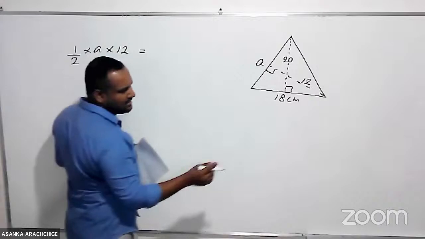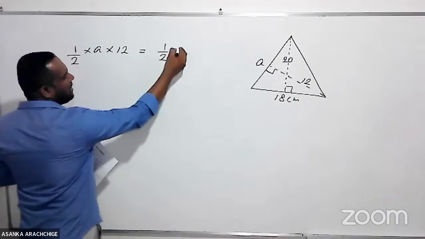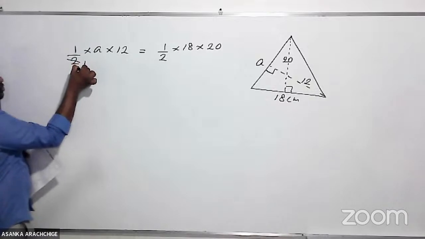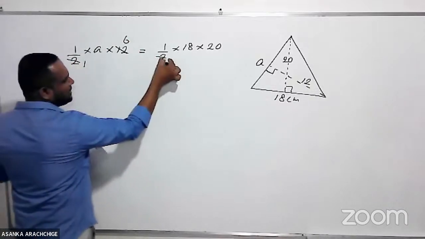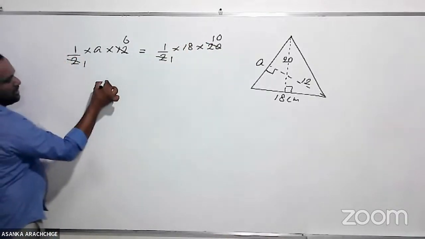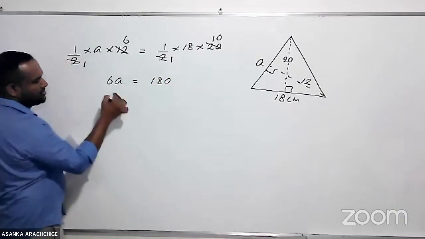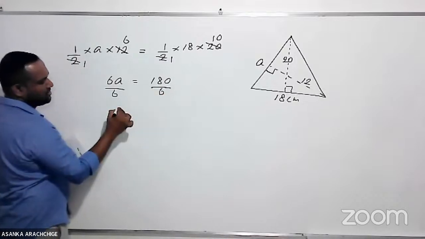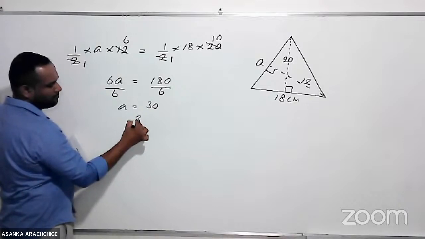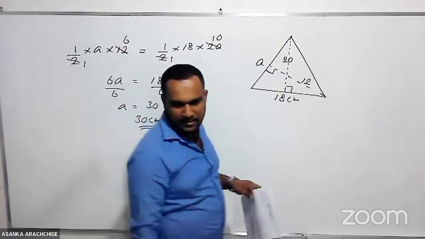The same area can be obtained in terms of 18 and 20. That is half into 18 into 20. 2 times 1, 6. 2 times 1, 2 times 10. A times 6, 6A is equal to 180. Now divide the equation by 6. A is equal to 30, which means 30 centimeters. Clear?